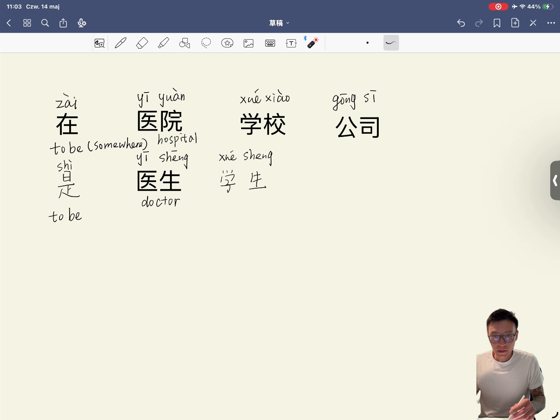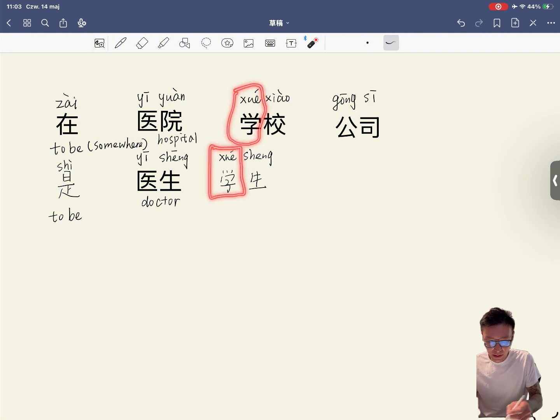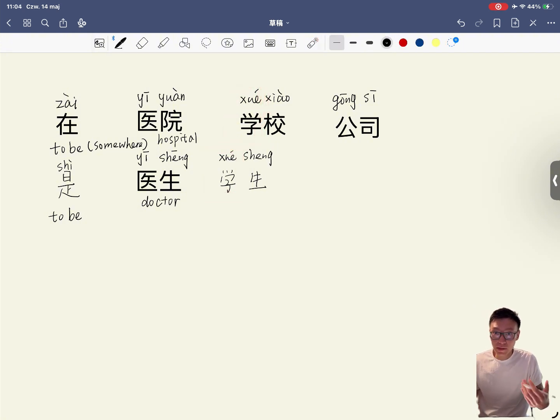All right. Now let's move on to the next one, 学校. So you can also see here 学校 has 学 in it, right? Yeah, so 学 means to study. 学生 means student. 学校 means school. All right, school. Okay, and the last word is 公司. 公司 means company.